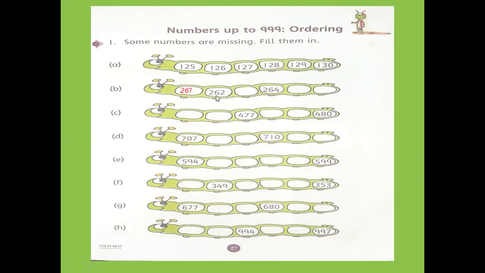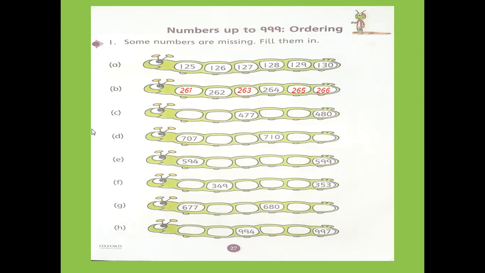261, then 262 is given. Next, what will come? 2. After 2, what comes? 3. It means 263. So 263 comes here. 264 is given. And after 4, what comes? 5. So 265. Look at the last digit. 4 will become 5, and 265. And after 5, 6, so 266. Okay. So it becomes 261, 262, 263, 264, 265, and 266.